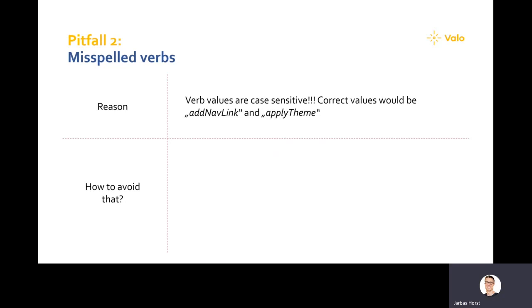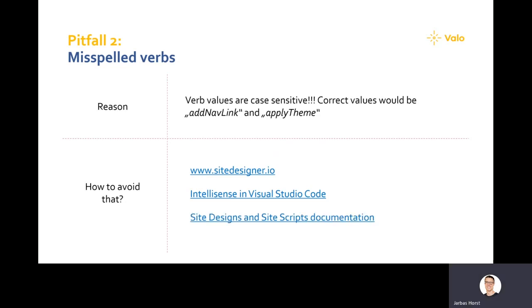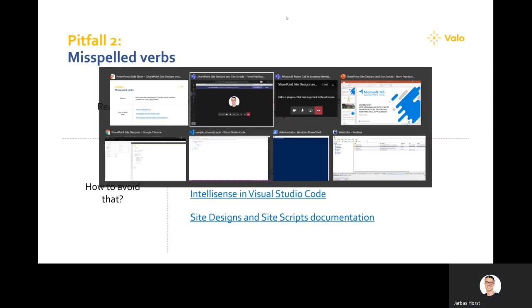Now, what can I do to avoid this kind of exception? I could use, for instance, the Site Design.io website, which is a website that you can use to create site scripts online. You can also take advantage of IntelliSense in Visual Studio Code, and you could also check out the Microsoft documentation, which is very good documentation. Now I want to show you these three options live. So let's switch to the browser.